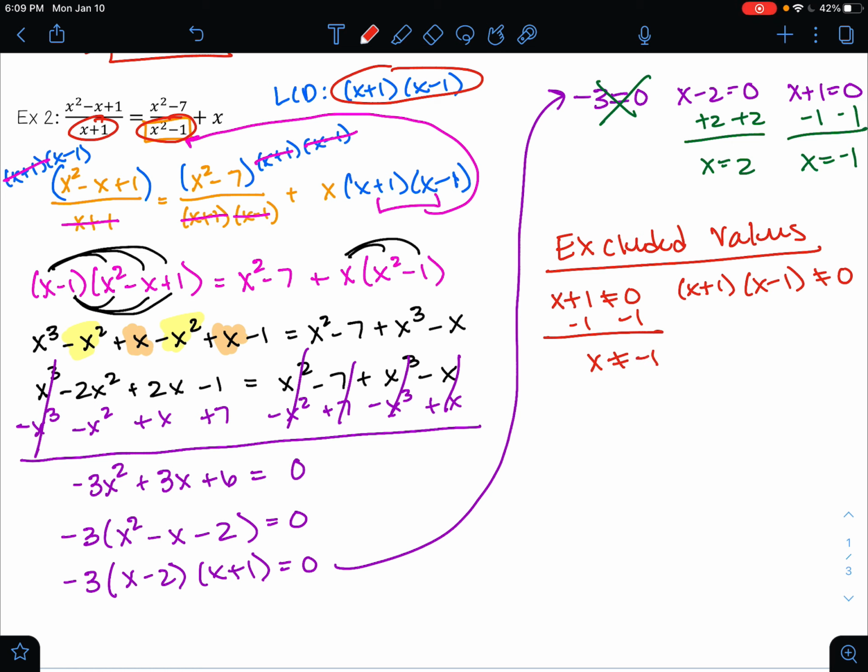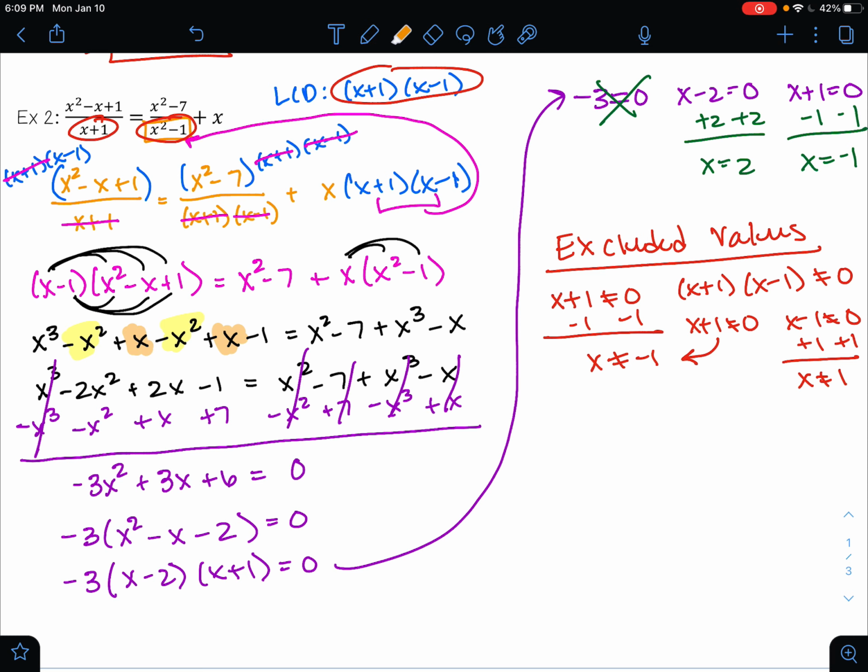To solve my second equation, I can use the principle of zero products and say, okay, either x plus 1 can't be 0 or x minus 1 cannot be 0. Well, we already solved this equation and we got negative 1. Over here, I'm going to add 1 to both sides and get that x cannot be positive 1.